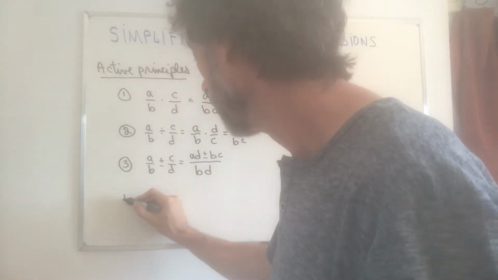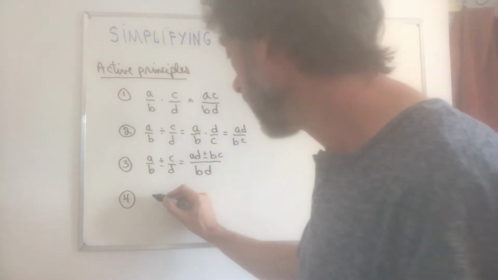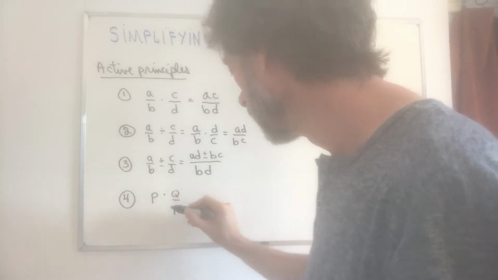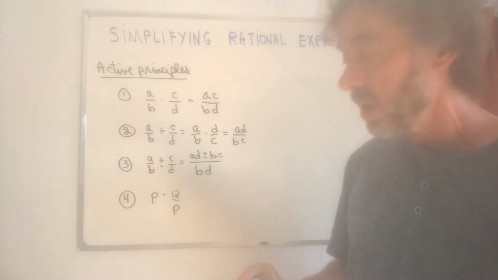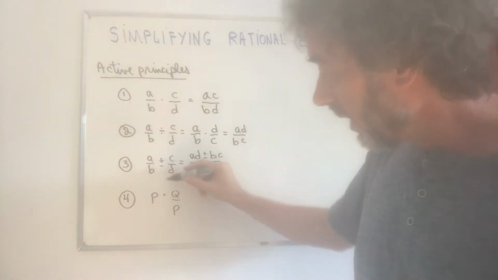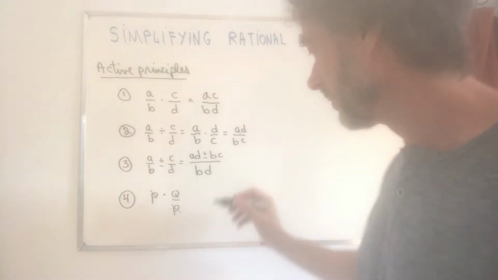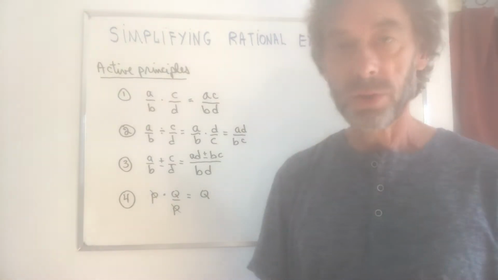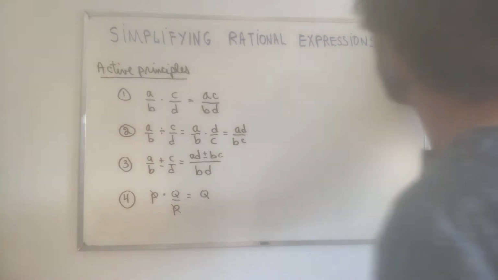Yes? All right, here's one last that will be useful. If you have P times Q over P, notice that this is a multiplication here. Are we or are we not allowed to cancel the P's? Because it's a times, the answer is yes. So this is actually equal to Q. These are the principles we're going to put to good use in the following examples.